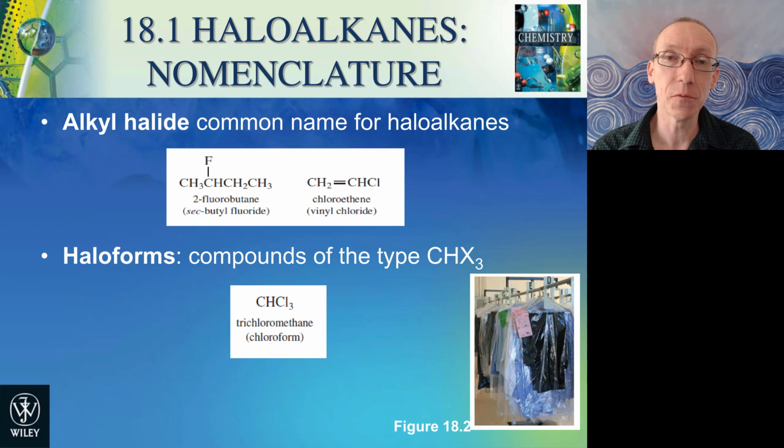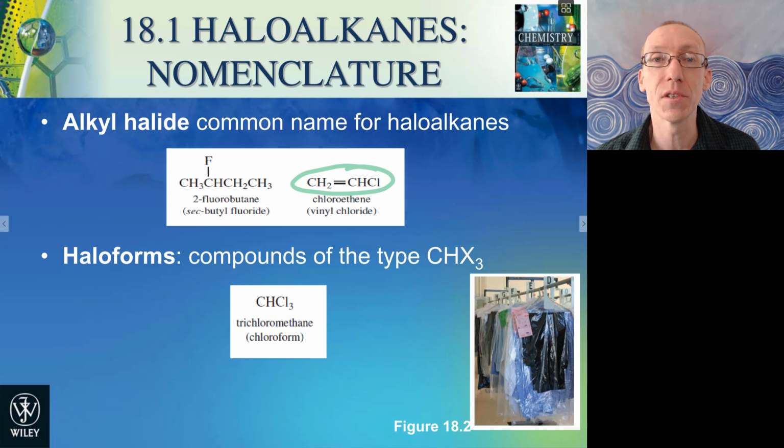The common names for many of these compounds are a little bit different. We name them as an alkyl halide. And so 2-fluorobutane can also be called sec-butyl fluoride. And similarly, a double bond between two carbons like this is commonly called a vinyl group. So this is vinyl chloride, which is a common monomer for making polyvinyl chloride, PVC.